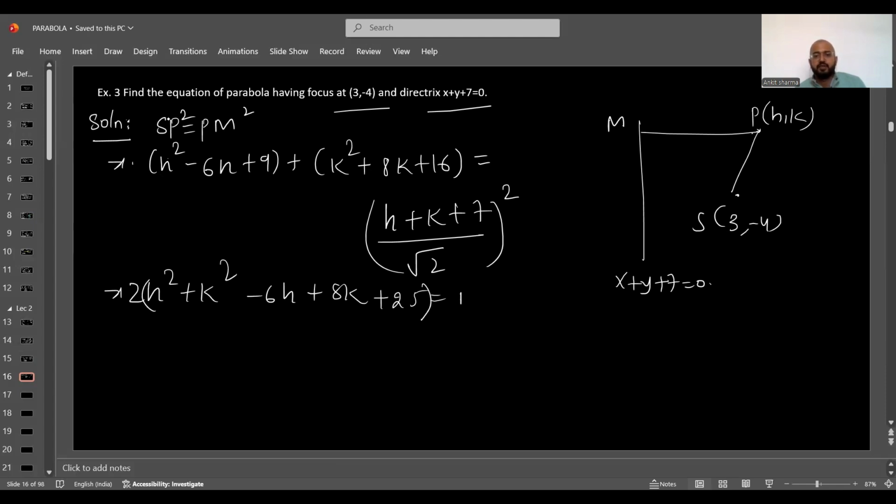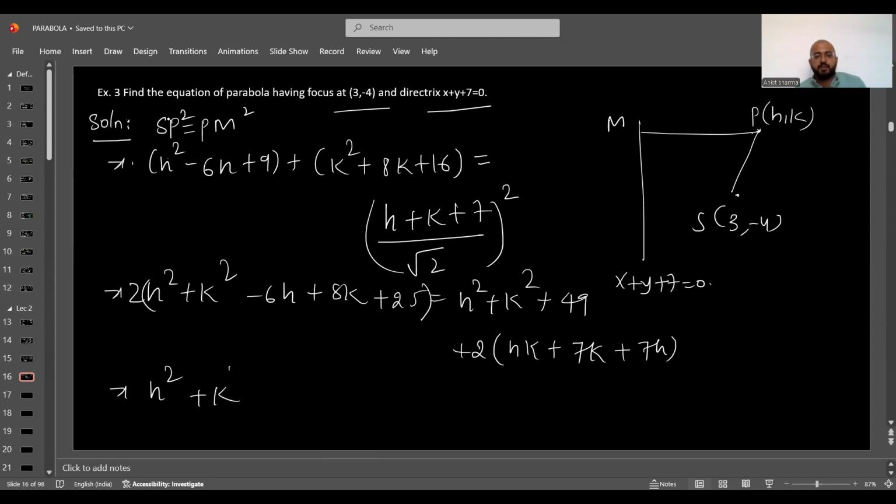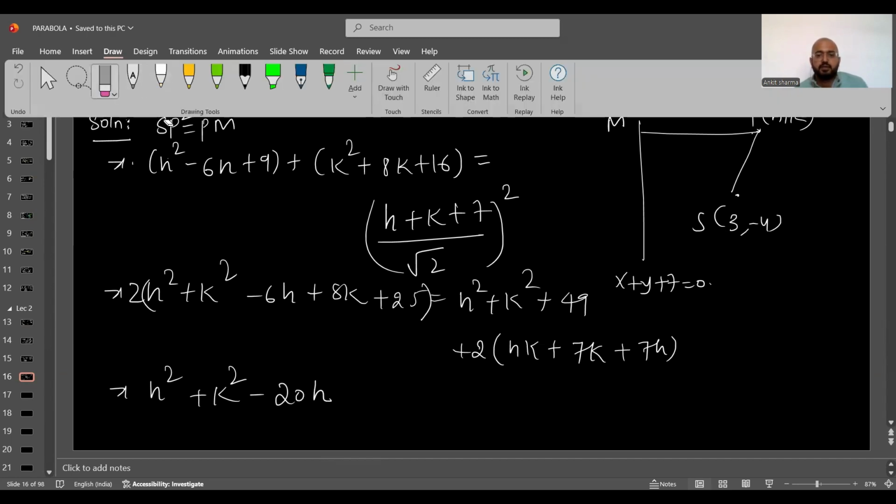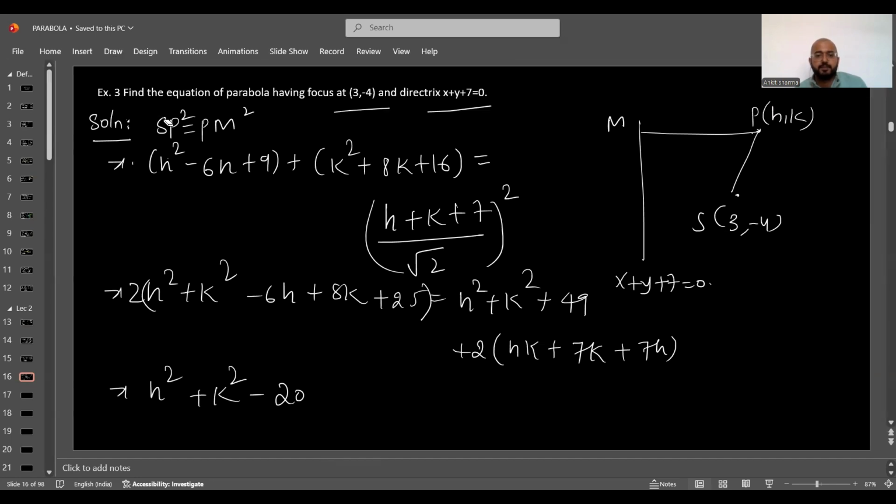Now okay, expand this. So I'll have h square plus k square plus 49 plus 2hk plus 7k plus 7h. I'll bring everything here. So this gives me h square, and then 2k square minus k square is going to be what? k square. So h square plus k square, and then this is minus 12h and minus 8h, which is going to give me minus 20h. Oh, this is hk, it's not to be multiplied.